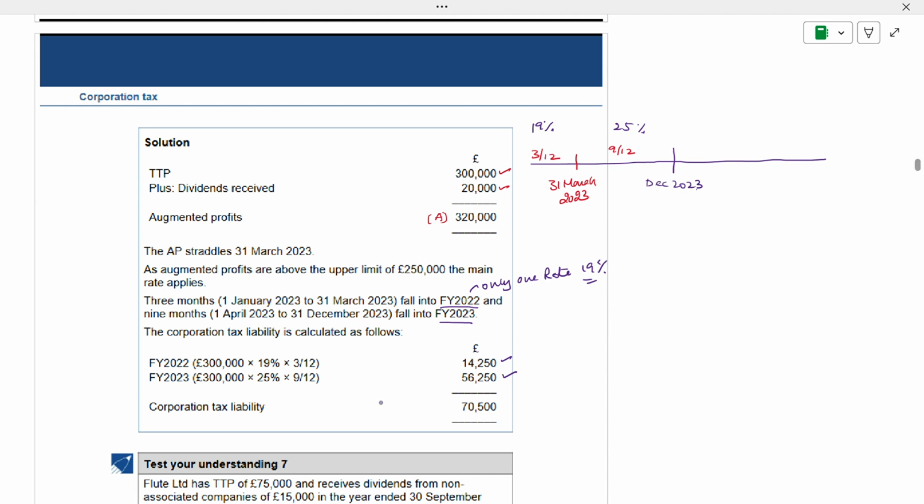But if it is having 2023, it is a full year. It is a full year, full year ending. Okay, if that is the case, again you cross check. Is it right? See, 3 months fall in 2022. We are having a full 12 months profit. The first 3 months at the rate of 19%, the second 3 months at the rate of 25%.